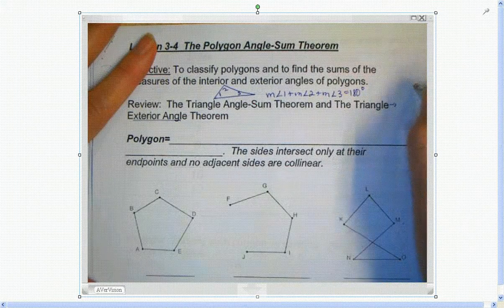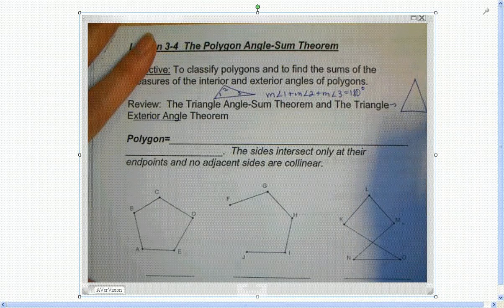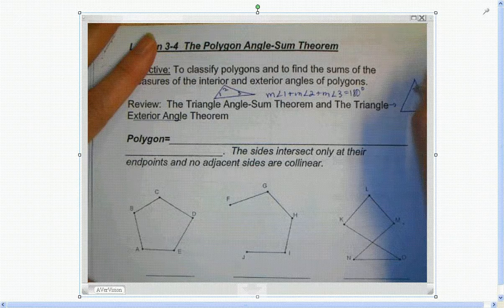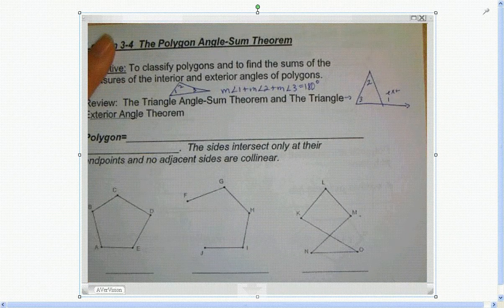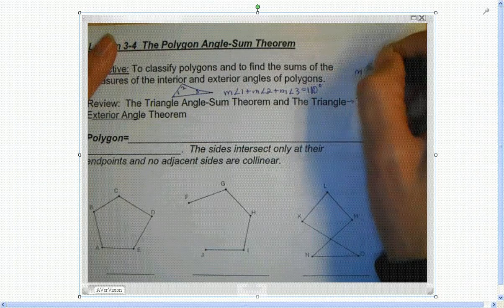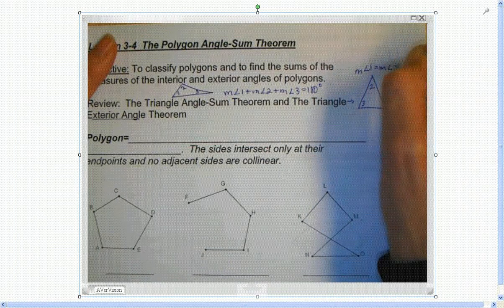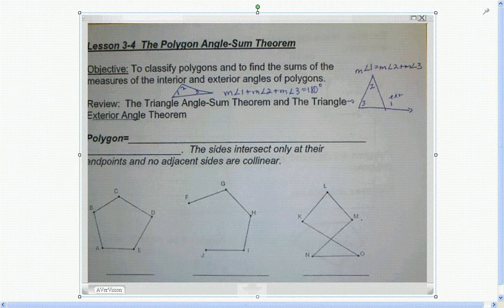So then, as we were working with the exterior angles of a triangle, so the exterior angle theorem, we found out if we have a triangle and we extend one side to form an exterior angle, we'll call that 1. We know the 2 remote interior angles, which I call here 2 and 3, are going to add up to our exterior angle. So we know that the measure of angle 1 is the sum of the 2 remote interior angles. So it worked out pretty easily.